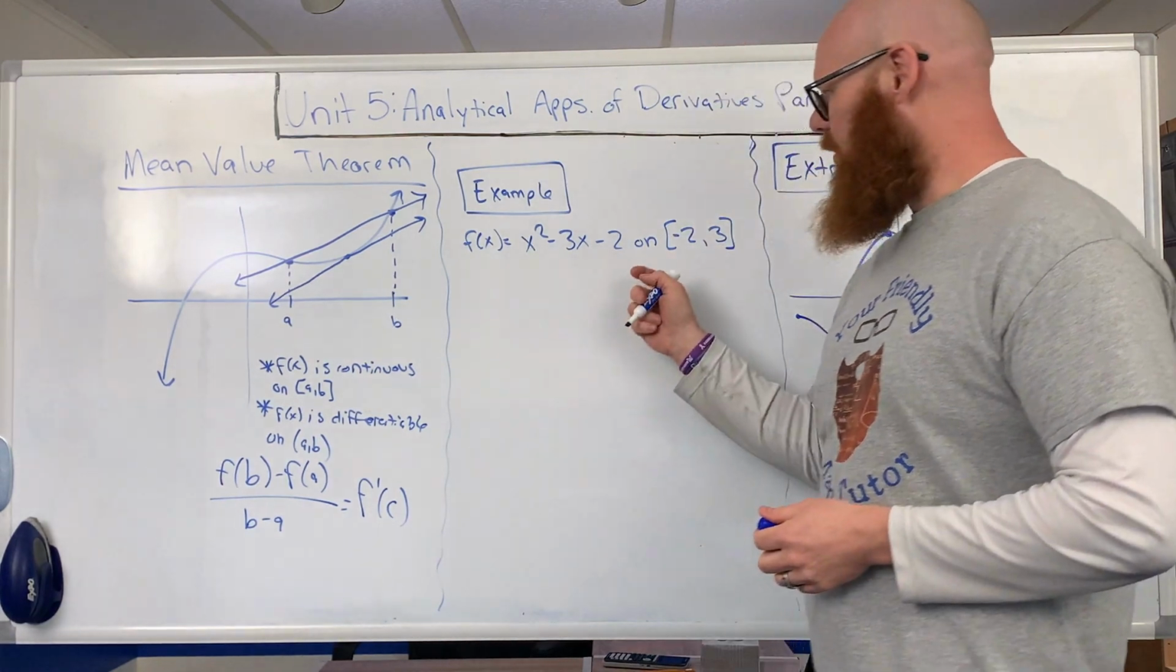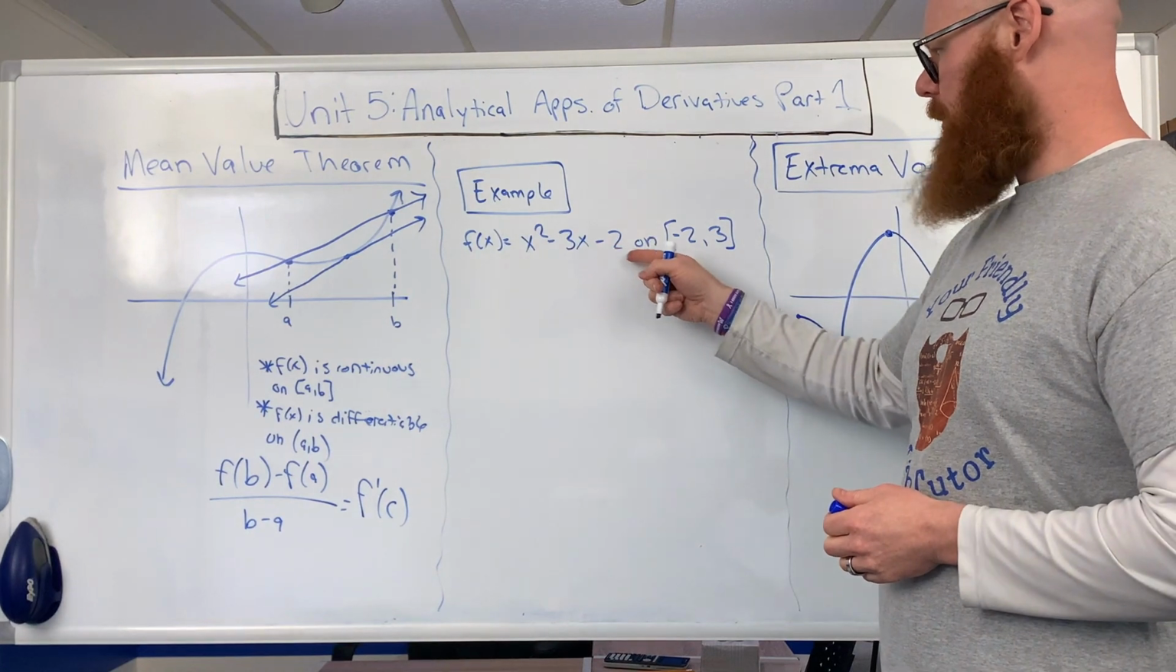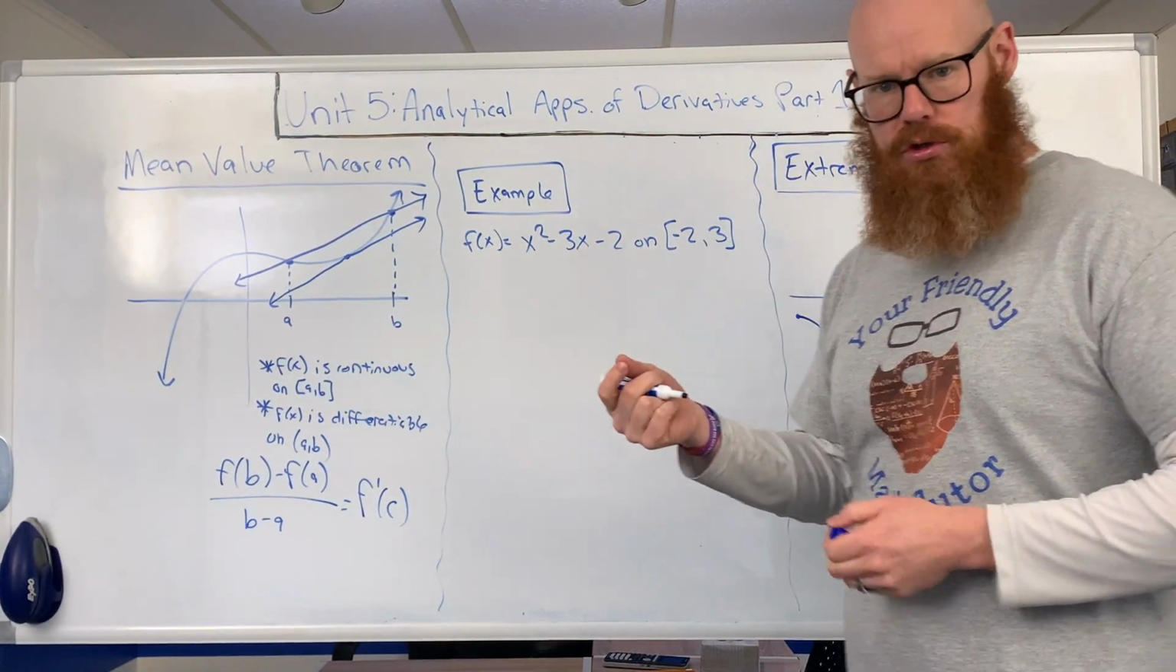And in action, we're going to take a look at an example. All right, so let's say we have x squared minus 3x minus 2 on this interval, and we want to find the value or values of c.